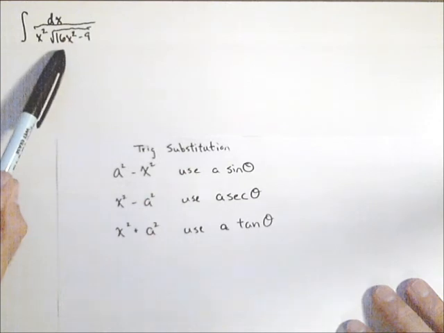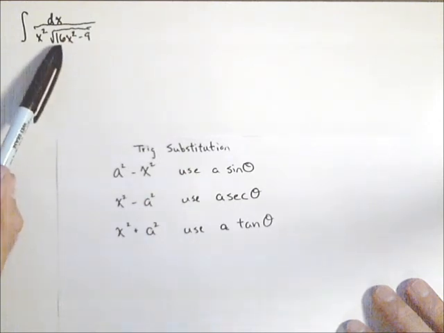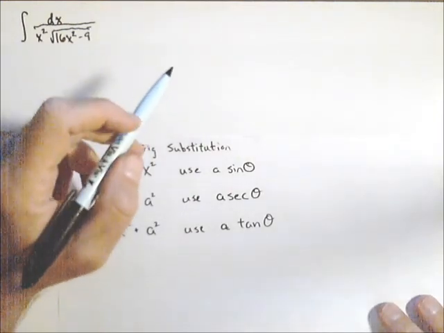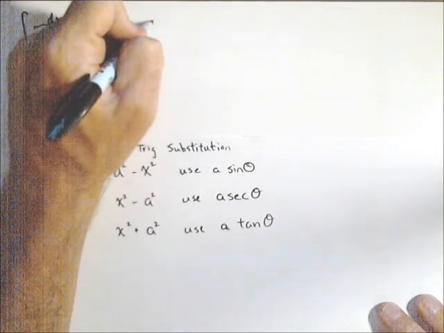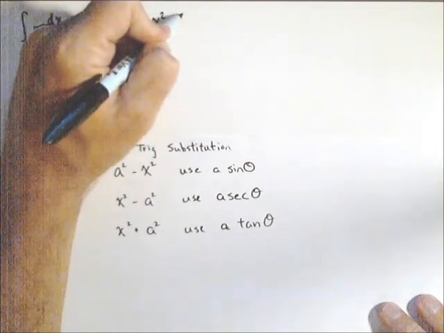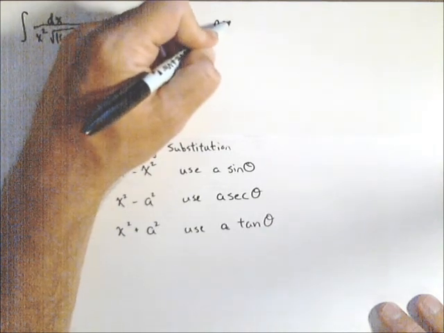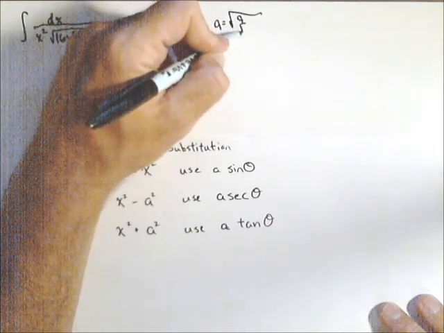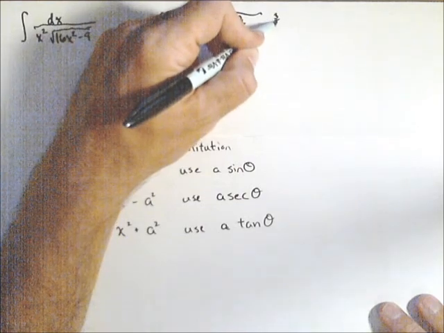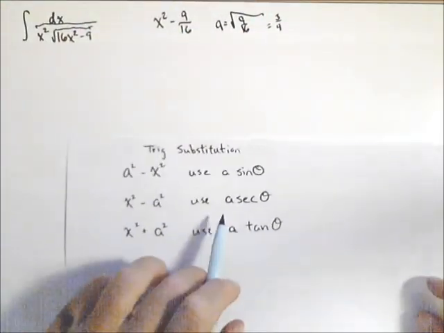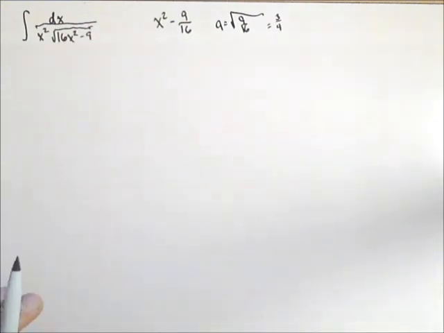Now in this one it may be difficult to see what a is at first, but the way we would do that is we would divide out the 16, and we could rewrite that part underneath as x squared minus 9 over 16. And so a is the square root of 9 over 16, or 3/4. So we can still use our trig substitution of a secant theta with a equal to 3/4.